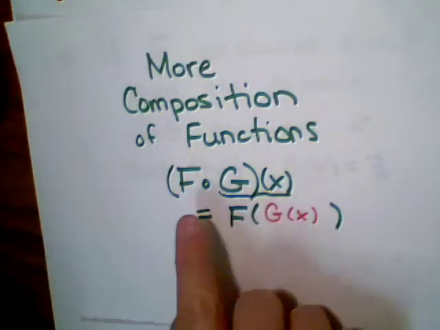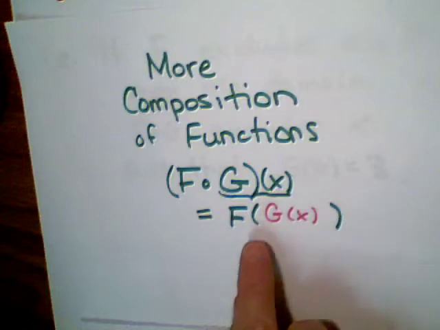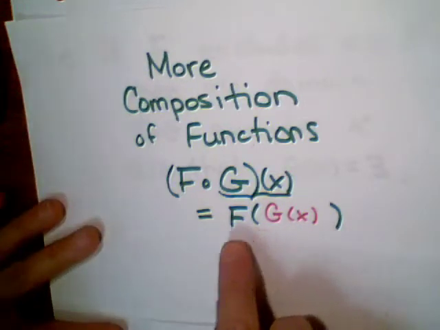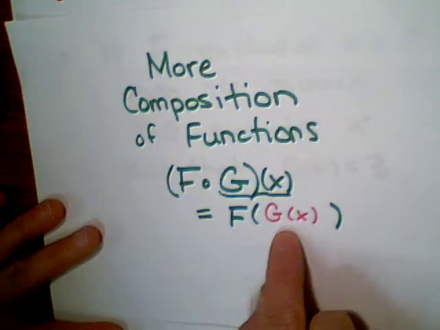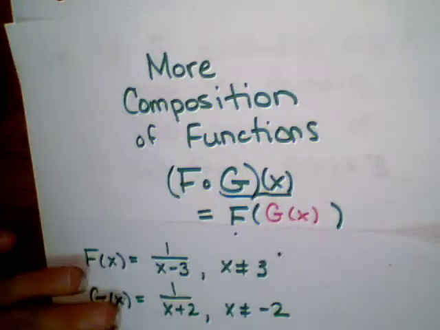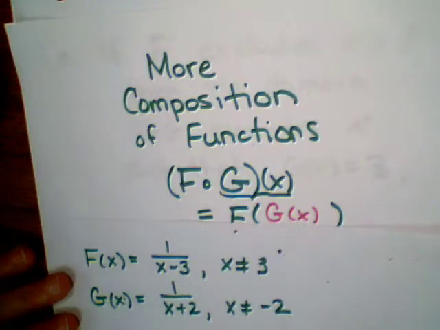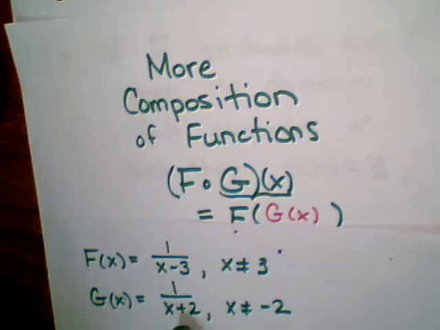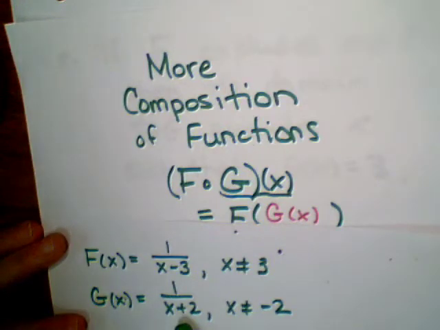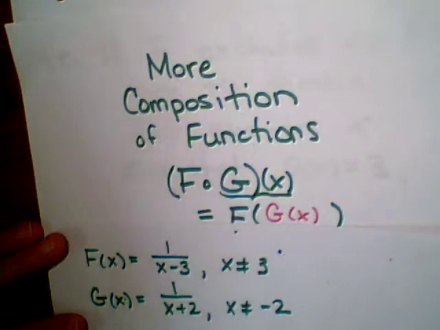This first statement is read f of g of x, and this right-hand side of the equal sign literally says f of g of x. If you want to pause the video and write down these two functions with their domains, you could do that now. Capital F is going to be the rational function 1 over the difference x minus 3. And we can see that the domain for f must exclude 3. And the second function will be capital G, the reciprocal of the sum x plus 2, or 1 over x plus 2. And we can see that x cannot be negative 2 for function G.